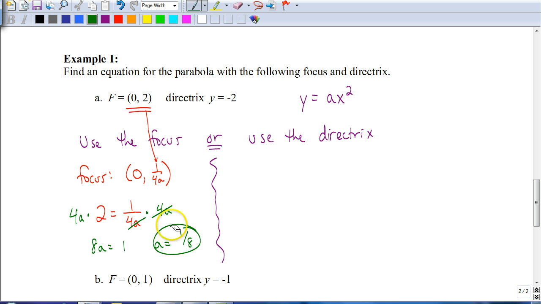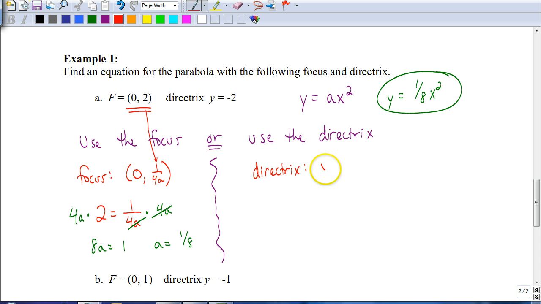But that's not our answer, really, because the question isn't asking us to find a, it's asking us to find an equation for the parabola. So we go back up here, so your answer would be y equals 1/8 times x squared. That's our goal. Now, like I said, we could use the focus or we could use the directrix. Let's see how we would use the directrix now.